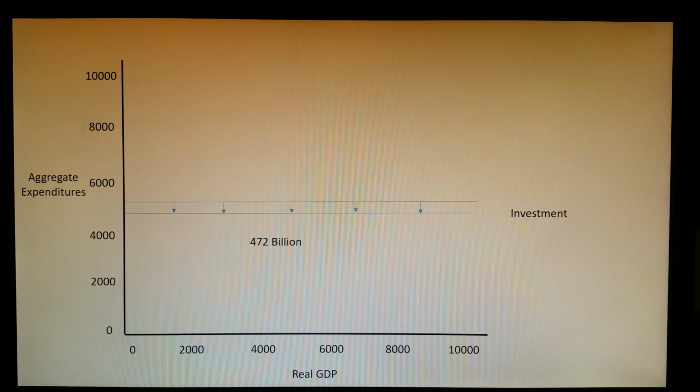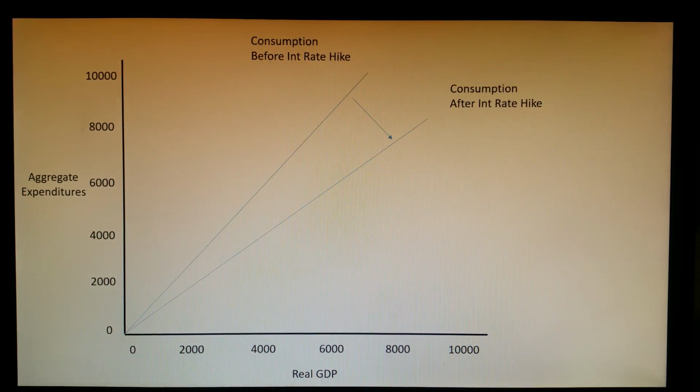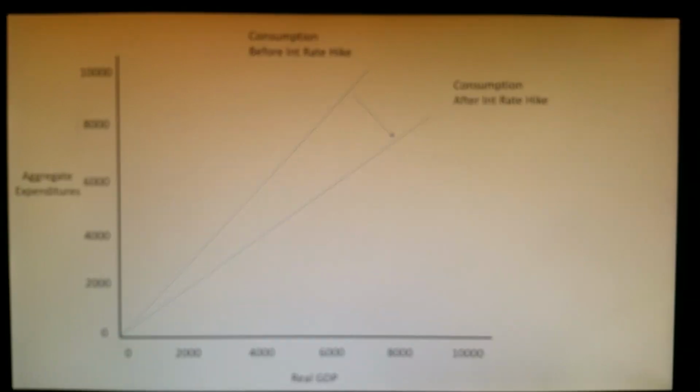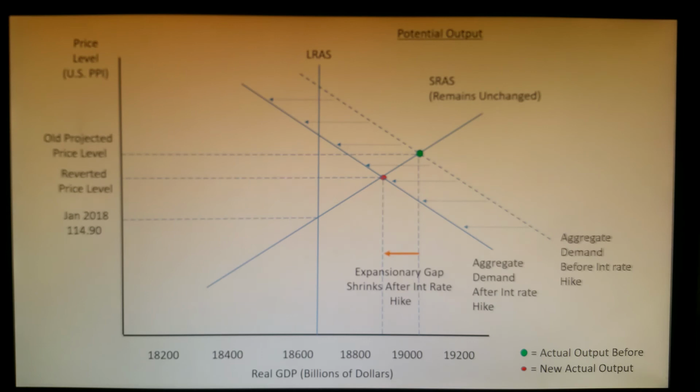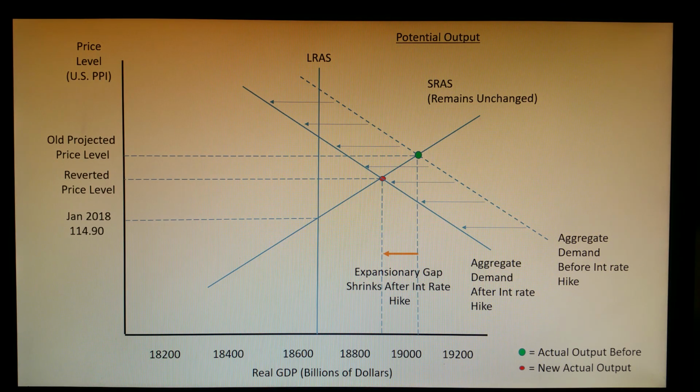The interest rate hike will also reduce investment spending, shown here. It will increase government spending, shown here. And it will decrease the amount of consumption by households, offsetting the increases from the tax cut. Tax cuts tend to make people want to spend more, and raising the interest rate tends to make people want to spend less. So, after everything is said and done, the tax cut comes through, and then they raise the interest rate.